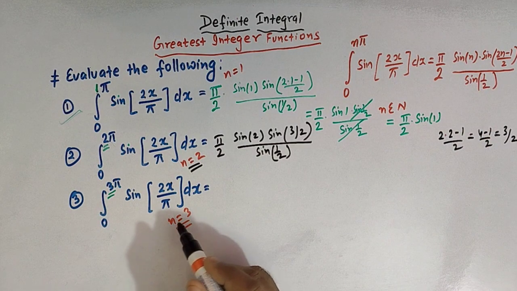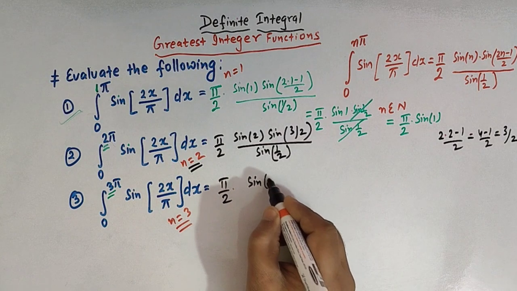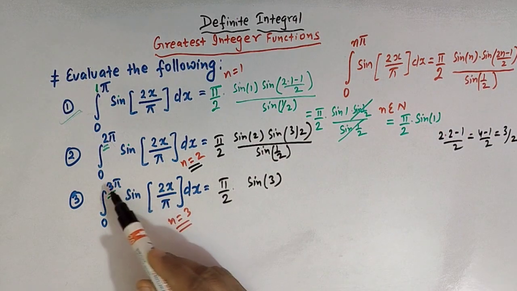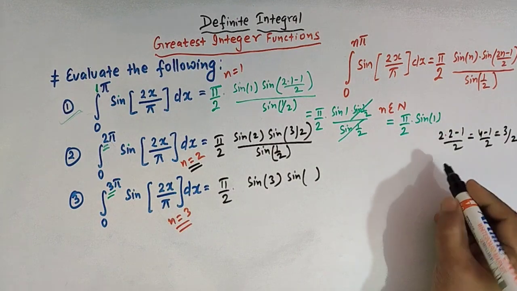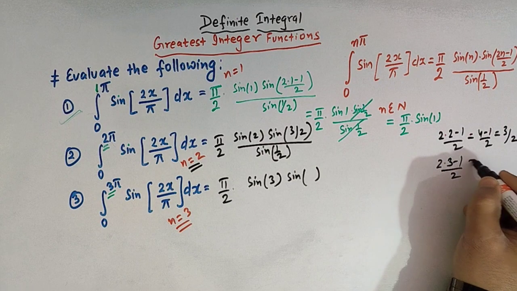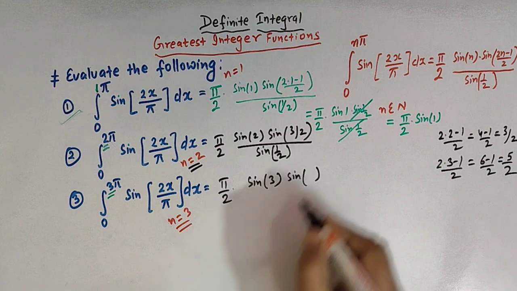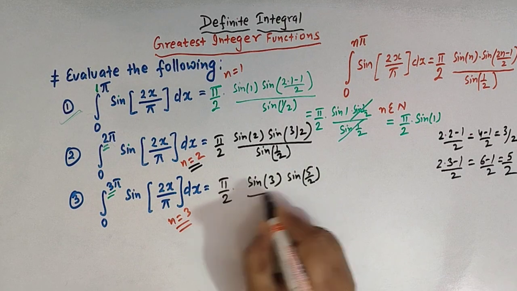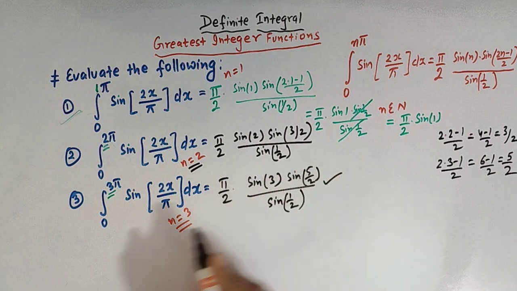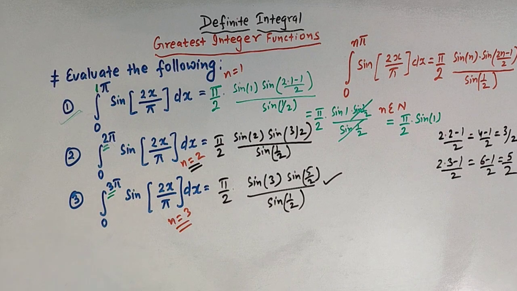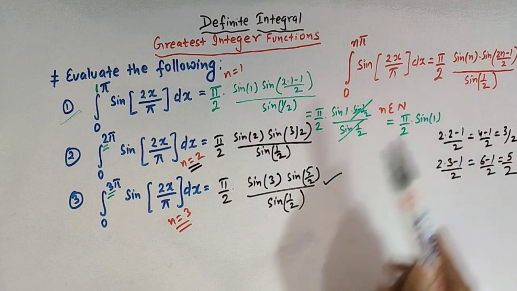Now in the third integral we have n equal to 3. So the value is pi by 2 sine of 3, because n is 3, and then we have sine of (2 times 3 minus 1) over 2. So this is (6 minus 1) over 2, that is 5 over 2. Here we have sine of 5 over 2 divided by sine of half. So this is the value of this integral. This is how we can solve these types of integrals using this general result.